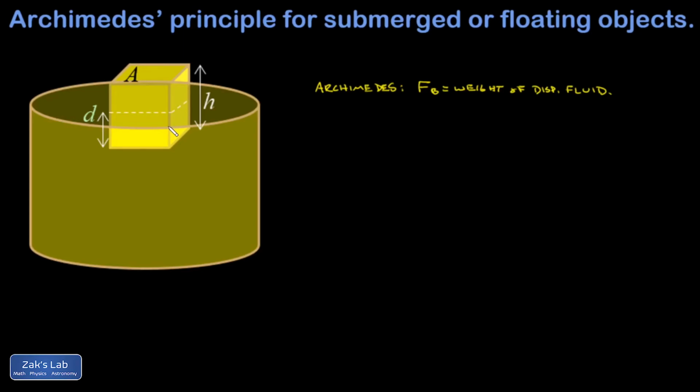Well, since it took less volume of the liquid to do that than the volume of the object itself, that automatically implies that the object is less dense than the liquid. And that's a fact that you were probably already familiar with for objects that float.